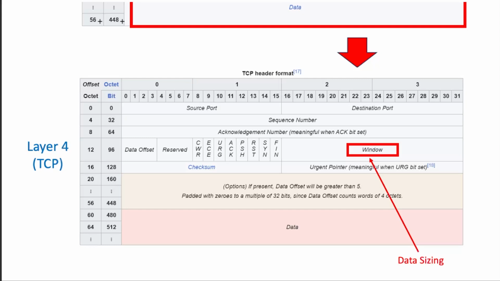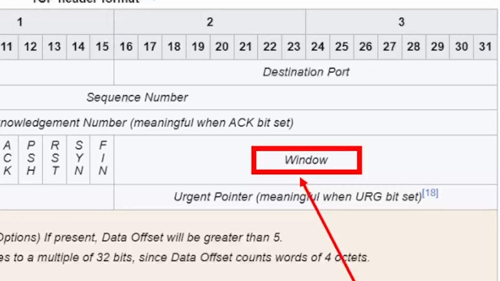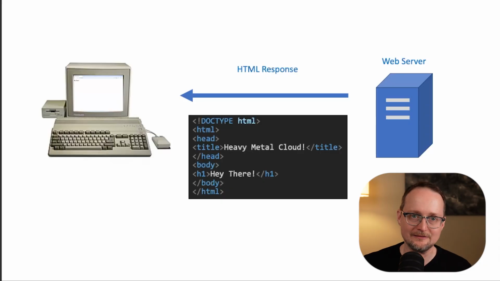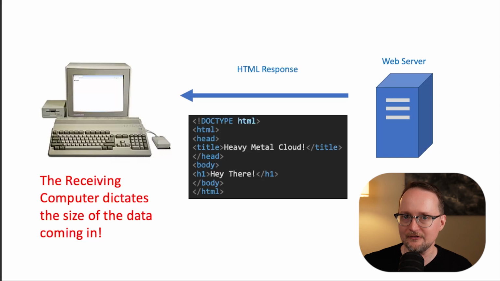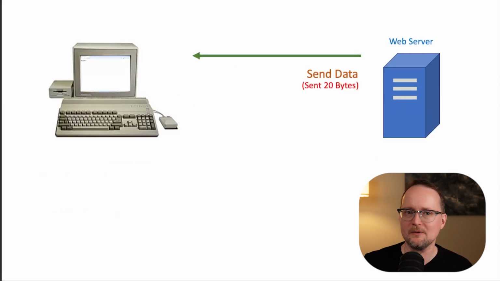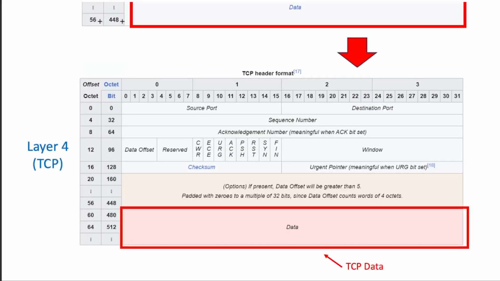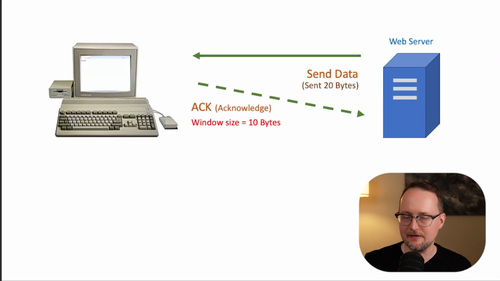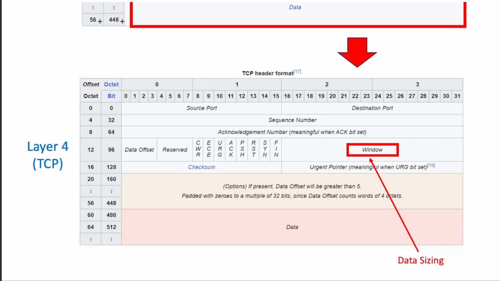In our TCP segment, there's a field called window, and this determines the size of each chunk or segment that's going to be sent. To better explain this, let's assume our server is responding with HTML. Now the way windowing works is the receiving computer is the one that determines how big the data should be. Let's assume the first data transmission is 20 bytes from the web server. And just to be clear, the HTML would go inside the data section of the TCP segment. Our client would then acknowledge the data, but request that the window size be set to 10 bytes instead of 20, which would be set here in the window field of the TCP segment.